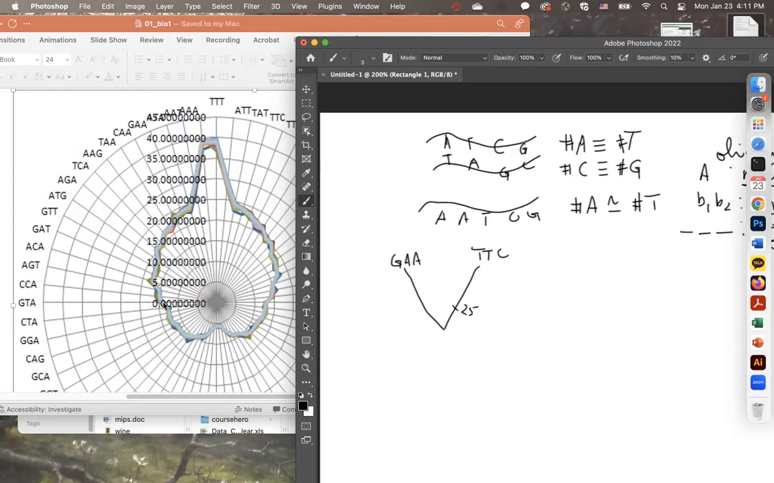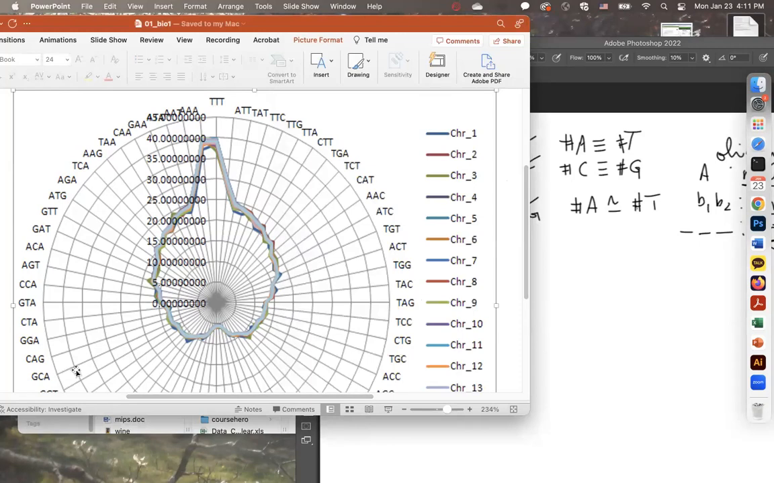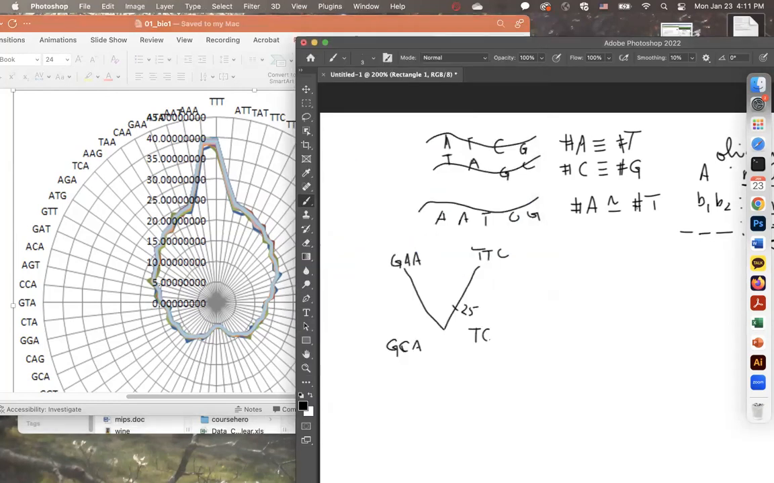And there's a count of about 15 for GCA. And if you go across to the mirror image, you're going to see TGC. In other words, the count of GAA is very similar to the count of TTC, and GCA is very similar to the count of TGC.